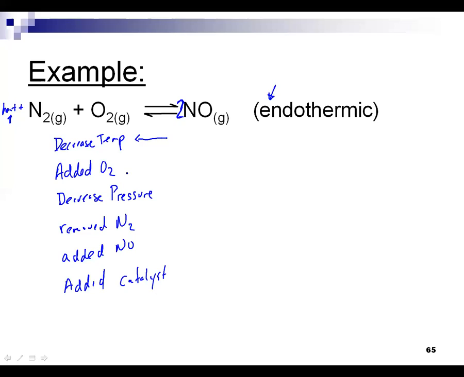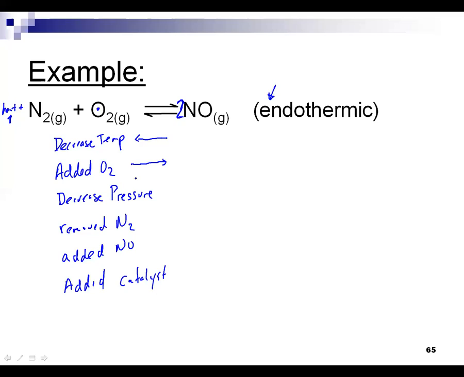Now, the next one is O2. We're adding O2. Here, O2 is on the left-hand side of the equation. When we add, it goes away from the side we added it to. So that means this should shift to the right. Any questions on those two?